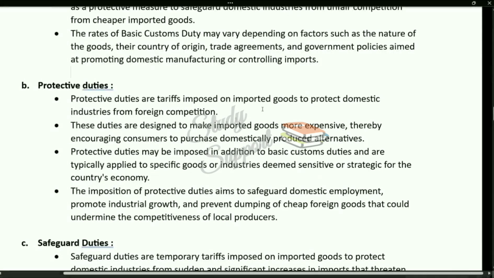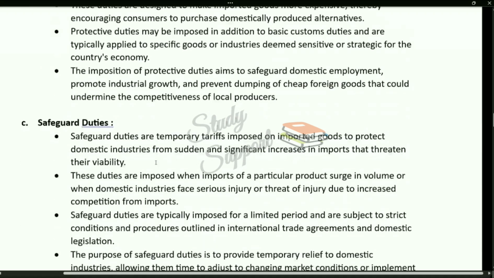Protective duties are tariffs imposed on imported goods to protect domestic industries from foreign competition. These duties are designed to make imported goods more expensive, thereby encouraging consumers to purchase domestically produced alternatives. Protective duties may be imposed in addition to basic customs duties and are typically applied to specific goods or industries deemed sensitive or strategic for the country's economy. The imposition of protective duties aims to safeguard domestic employment, promote industrial growth, and prevent dumping of cheap foreign goods that could undermine the competitiveness of local producers.